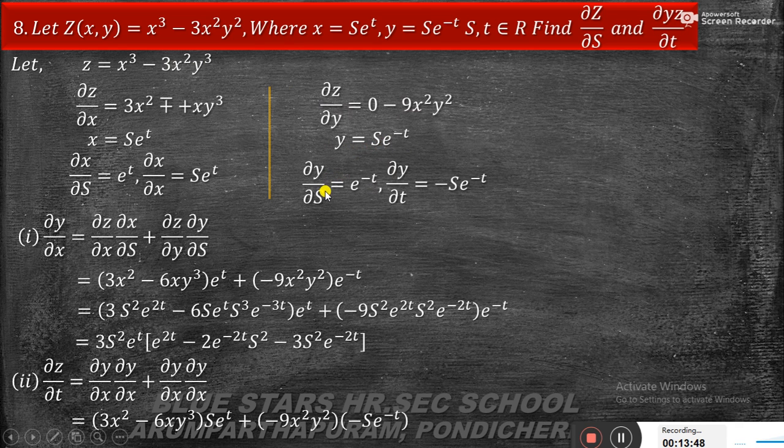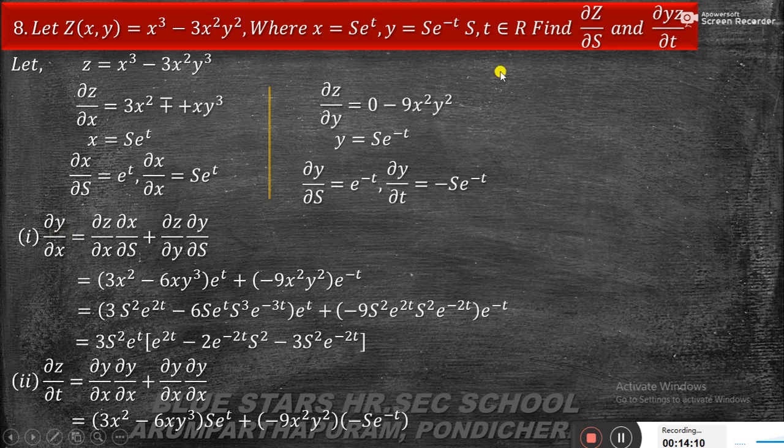So dou y by dou s: here we calculate dou y by dou s, which is e power minus t. Dou y by dou t is minus, that means s into the derivative of e power exponential, which is e power minus t, and the derivative of minus t is minus 1. So dou y by dou t equals minus s into e power minus t. This is dou y by dou t.